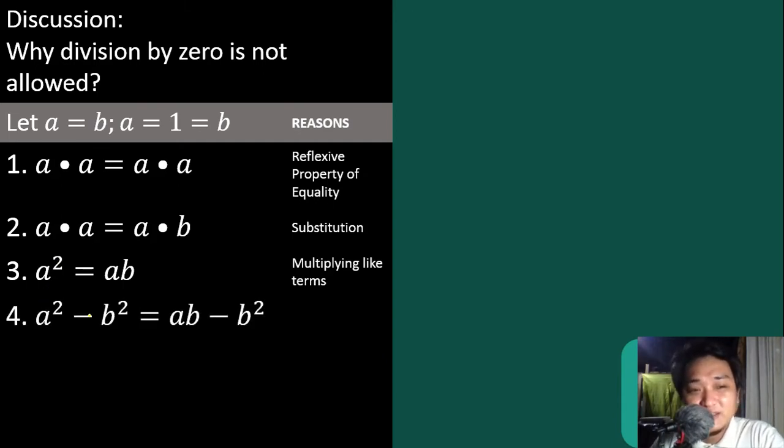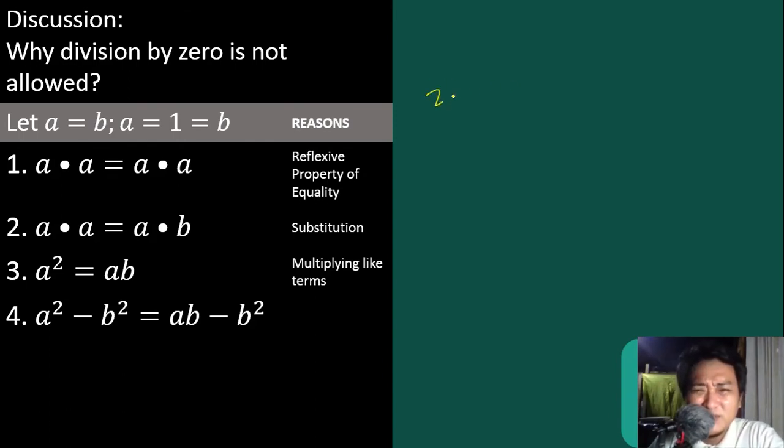Ano naman nangyari dito? So, ito yun, si A squared, ito yun, si AB. Ang ginawa natin, we add both sides by negative B squared. Nagdagdag tayo ng negative B squared sa bawat side. Allowed ba yun sa math? Yes, it is also allowed in math. Kung ano yung dinagdag mo sa left, kailangan idagdag mo rin sa right para manatiling equal.